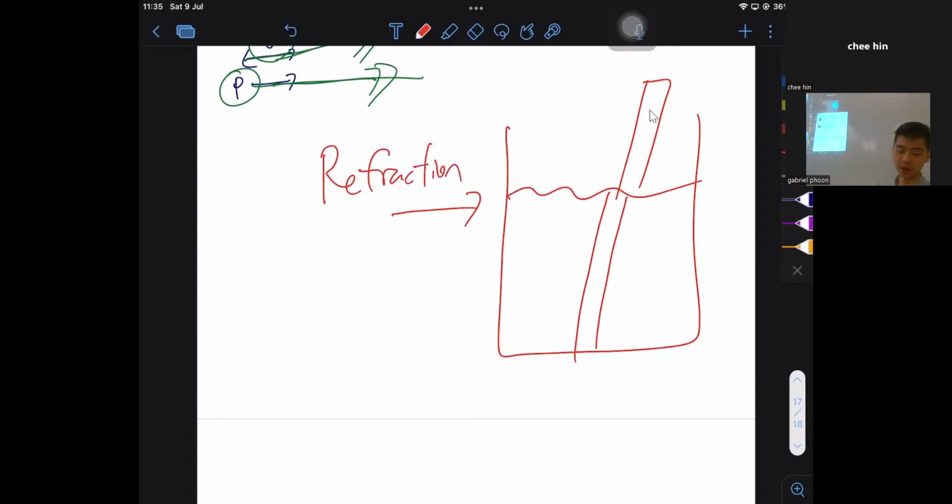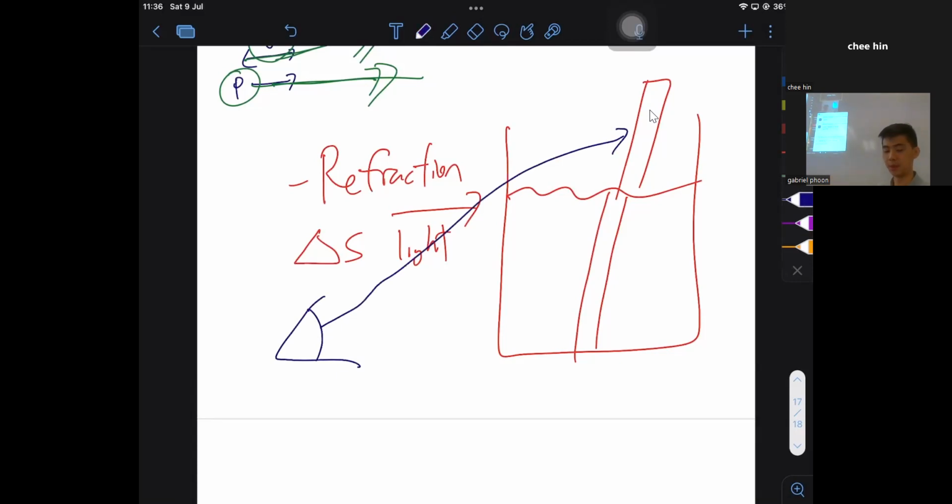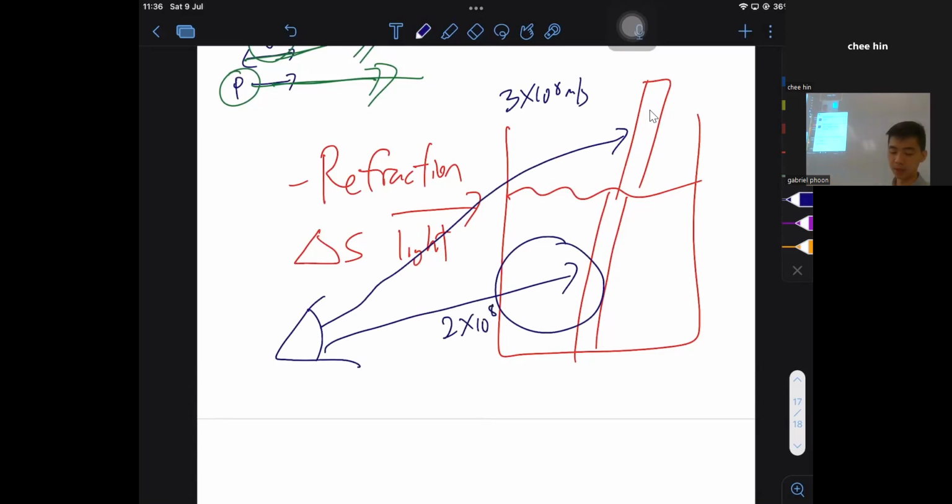By definition, refraction occurs because there is a change in speed of light. Because there is a change in speed of light, we see it differently. For example, if I have my eyes from here, the way that I see this thing here will obviously be the speed of light, which is 3 times 10 to the power of 8 meters per second. But because water slows down the speed of light, when it comes back to my eye, probably it will be somewhere around, I don't know, maybe 2 times 10 to the power of 8 meters per second.